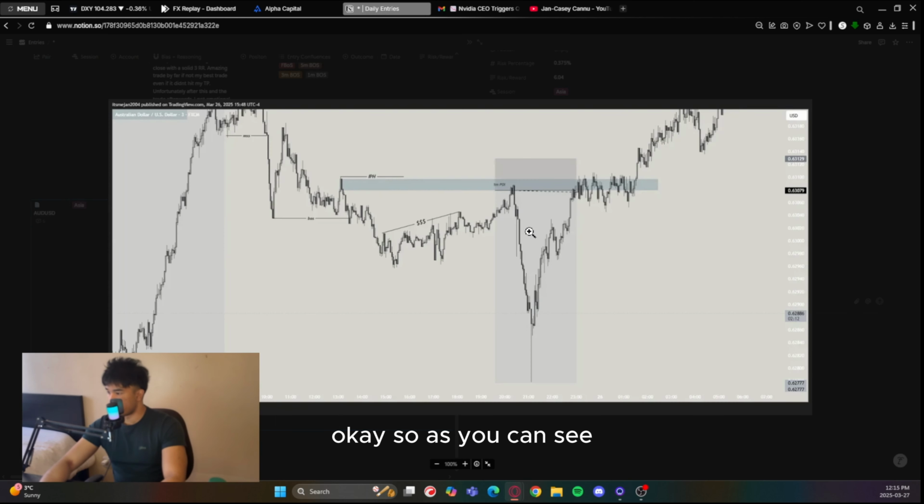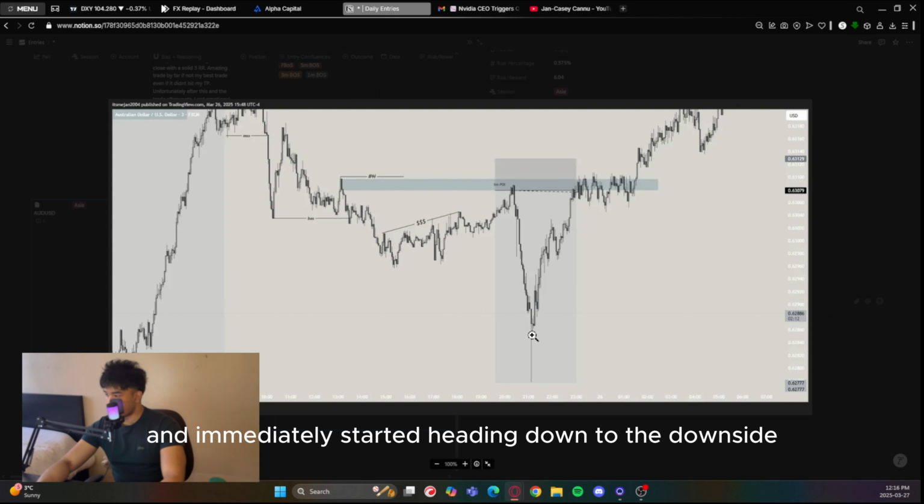Okay, so as you can see, we had our 1-minute point of interest right here on the scale down to the lower time frame. This is on the 3-minute. Internal point high, break of structure, accumulation of liquidity, and bam. Right on Asian, I think this was around 8:30. 8:30, this hit, and immediately started heading down to the downside.